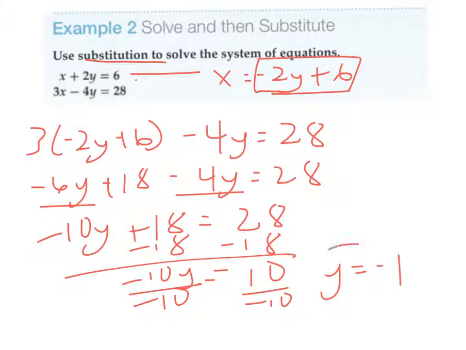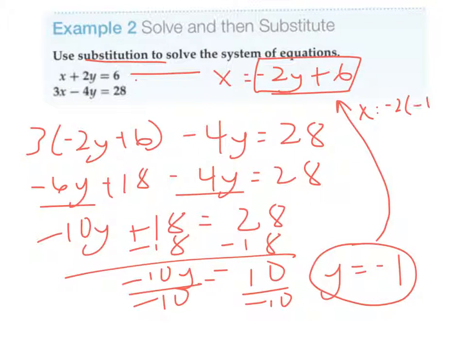Once you find one letter, you go back up to the original equation that you have and substitute back in. So x would be a negative 2 times negative 1 plus 6. And when you do that, you get negative 2 plus 6, so it'll be a positive 4. So we'll get our answer as the positive 4.